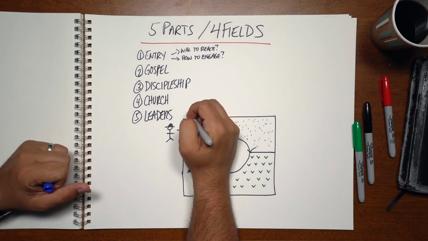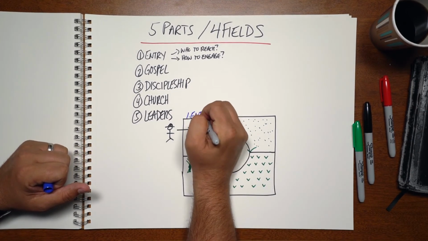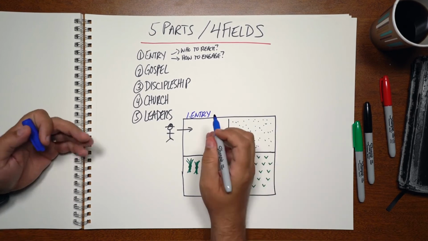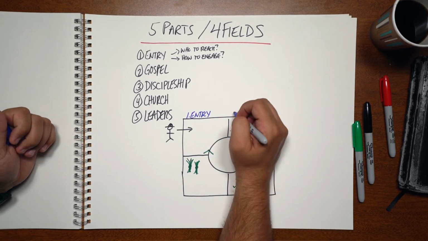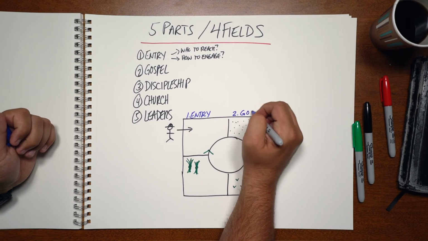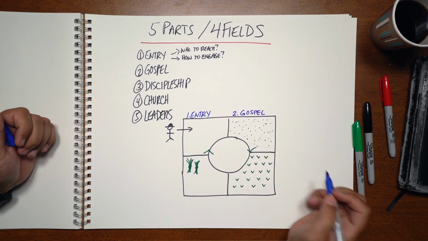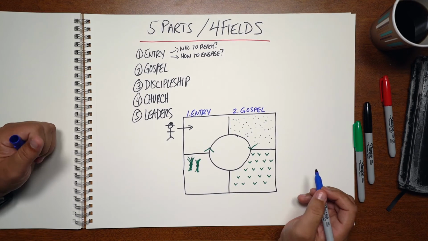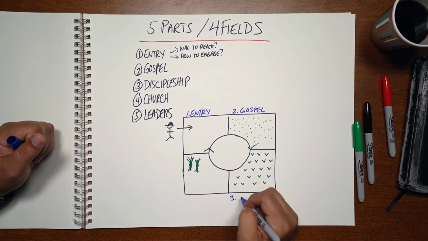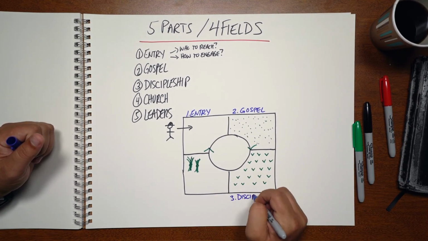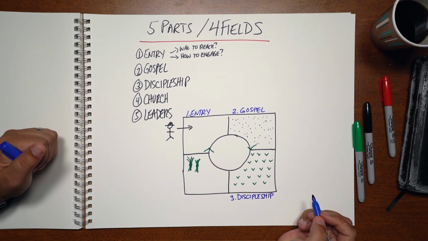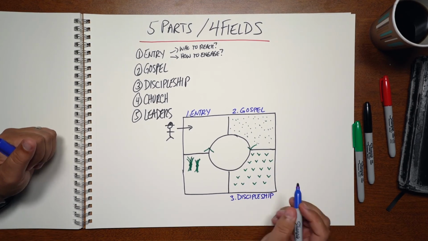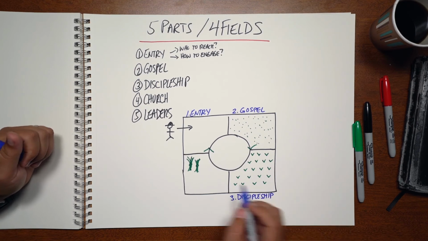So the empty field represents entry: where's the lostness at, where there's nothing growing, and how do we engage them? And the seeded field represents the gospel. How do we communicate the gospel? How do we sow seed among lostness? The third is discipleship. How do we help these new believers grow and become healthy followers of Jesus who obey him, including his Great Commission?